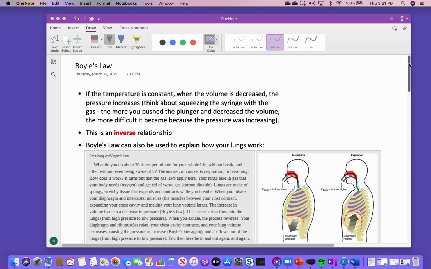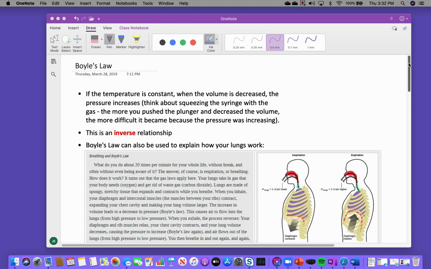Now, for each one of our gas laws that we're going to look at, starting with Boyle's law, we're going to look at the relationship between two of those variables, and then we're going to take a third variable and keep it the same. So our first one is going to be Boyle's law, in which we're going to keep the temperature constant, and we're just going to look at the relationship between volume and pressure.